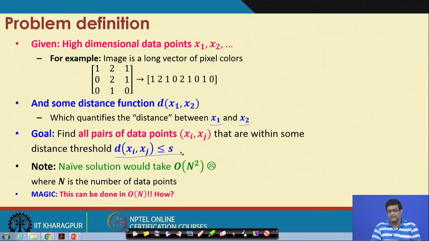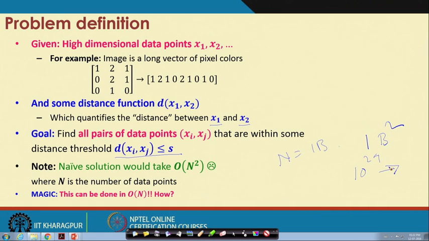For example, if you want to do duplicate detection, and your n is 1 billion web pages, then this problem is not solvable, because order n square is 1 billion squared, which is like 10 to the power 24. This is a very high number. So, you have to do it in order n time, and you can use a trick called locality sensitive hashing to achieve this. You will learn about this trick in this course.